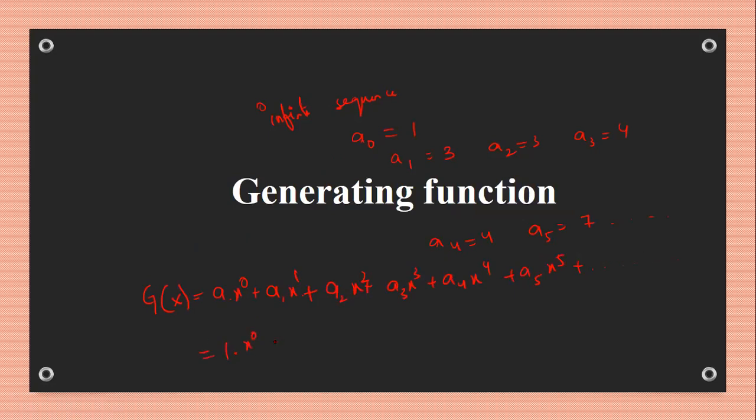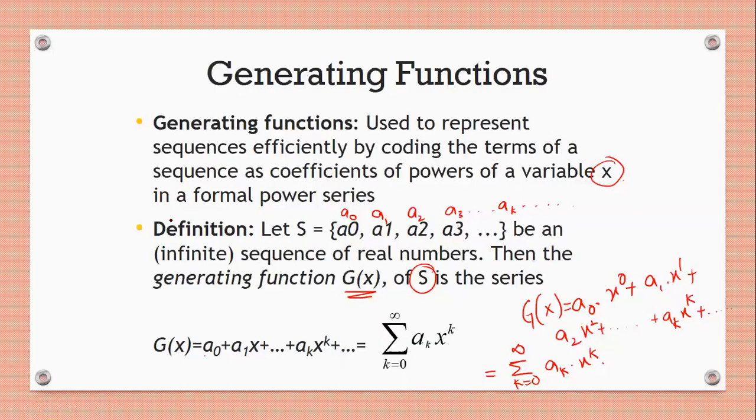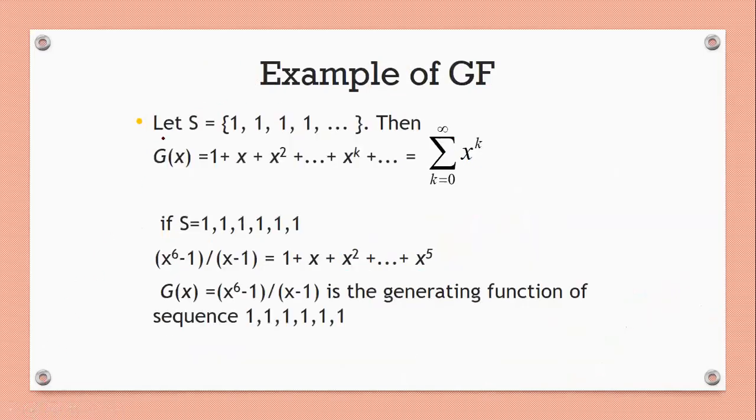So this can be written as 1 into x power 0 plus 3 into x power 1 plus 3 into x square plus 4 into x cube plus 4 into x power 4 plus 7 into x power 5 and so on. So this is the generating function for the example that we have taken. This is one of the simplest examples, and I hope you have understood the concept, because based on this concept we have 4 to 5 different subtopics.